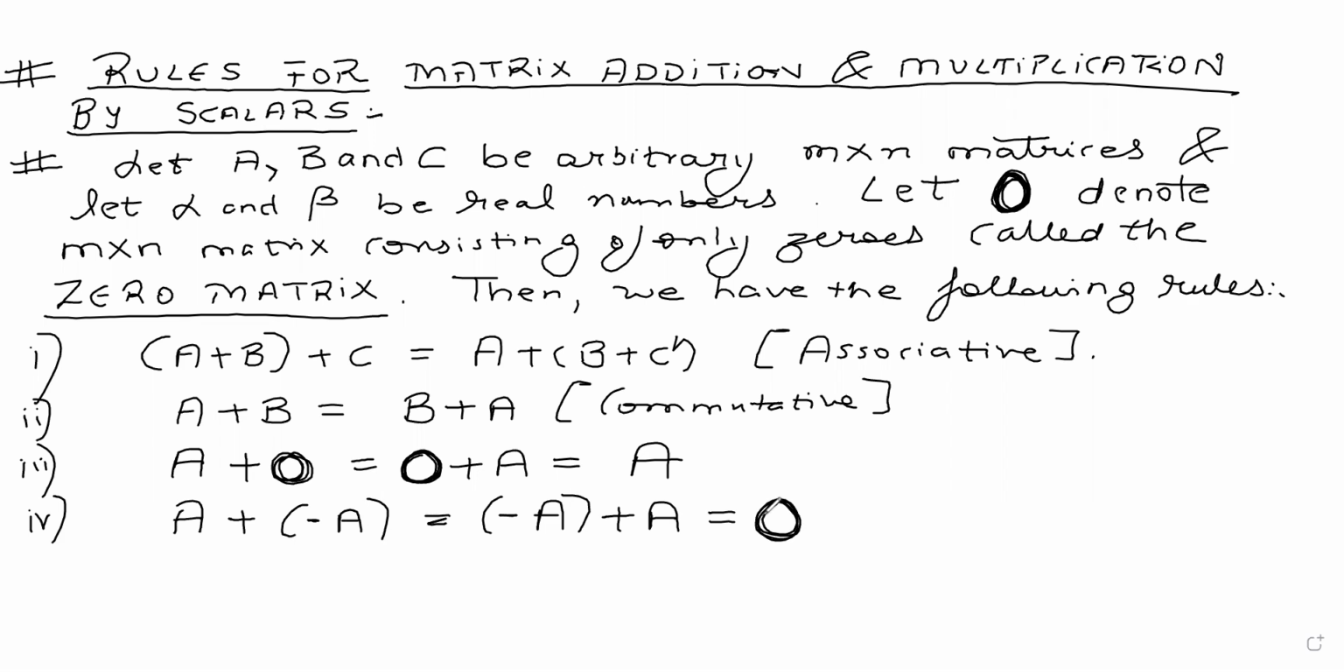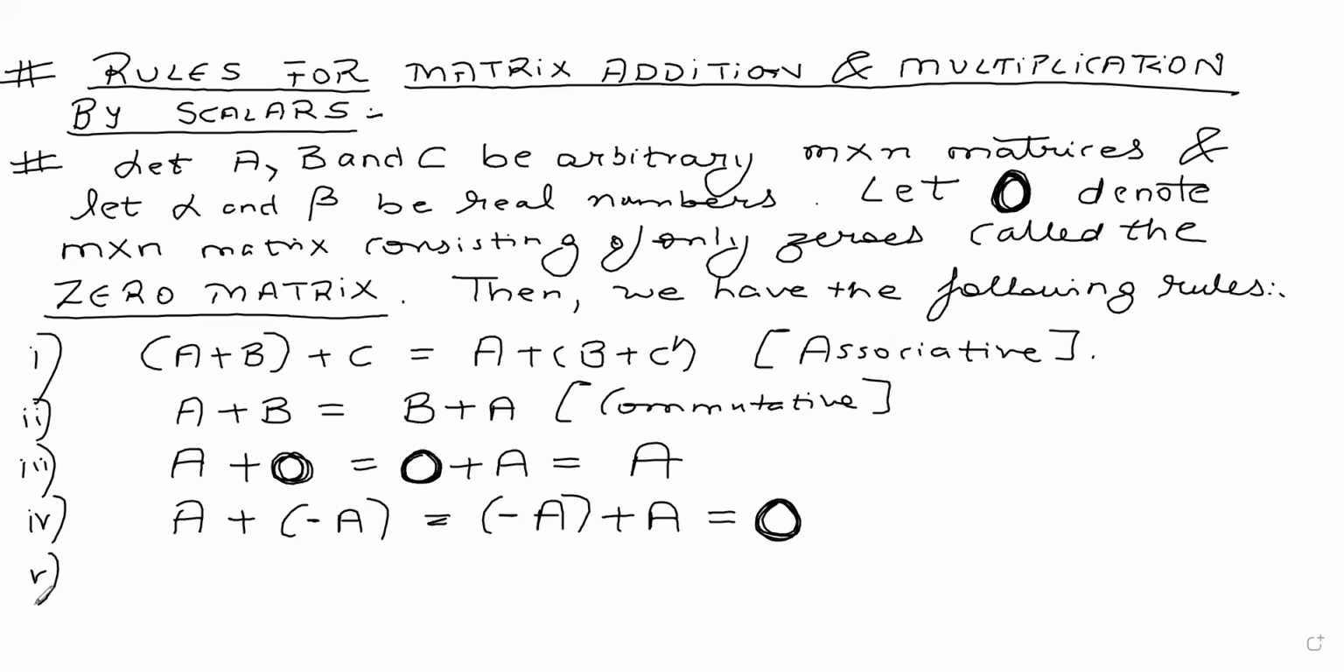So I can say, guys, minus A is called the additive inverse of matrix A. 0 is called the additive identity for matrix A, and minus A is called the additive inverse. Because if you add A with minus A, or if you add minus A with A, you will get back the zero matrix.